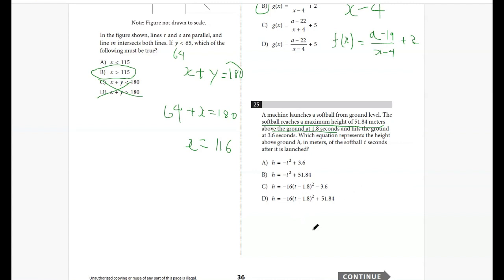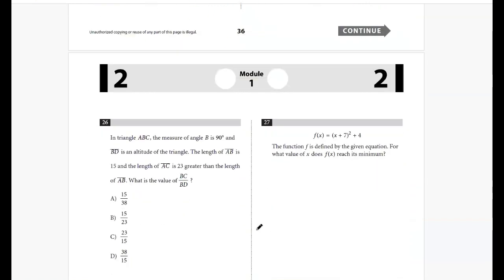Looking at answer choice D, if I plug in 1.8, the function shows the maximum height of 51.84. And if I plug in 3.6 for t here, the h becomes 0. So the correct answer for question 25 is D, as in David.